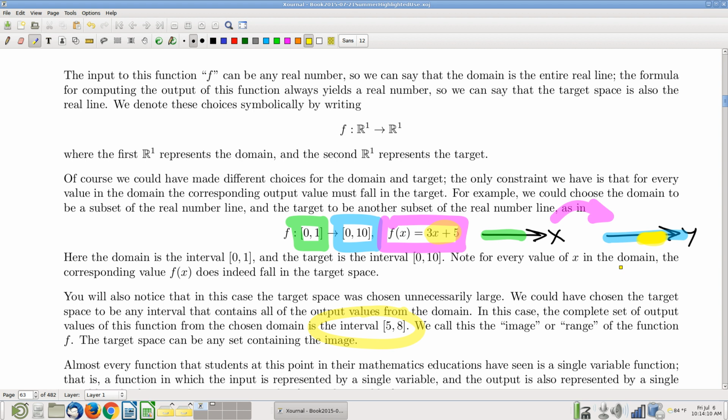So the image is this different set. Okay, so we just need to get these bits of terminology out there. By the way, let me warn you about this word called range. I have seen different textbooks that give different interpretations of what this word range means. In some textbooks, they use the term range to mean the same thing as image, which is what I'm doing here. In other textbooks, they use range to mean the same thing as target. Well, they're not the same.